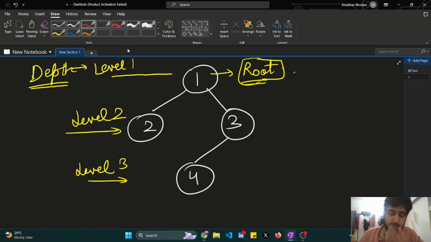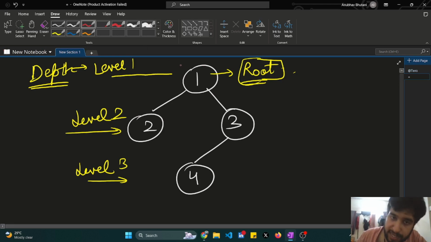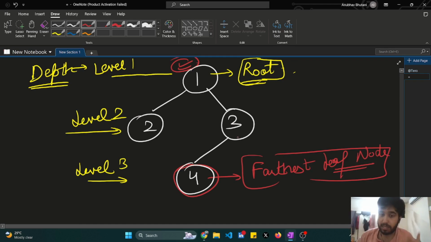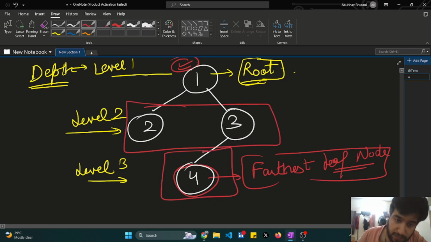What are we doing? It is saying that the maximum distance from the root node to the farthest leaf node. That is the leaf node that has the maximum level. That is this one. So this is the farthest leaf node, because it has the highest level. It is at the maximum depth. Both of these are on level 2 and this is the only one that is on level 3.